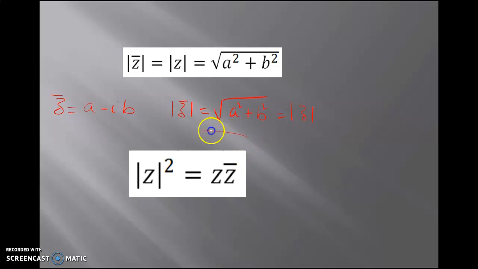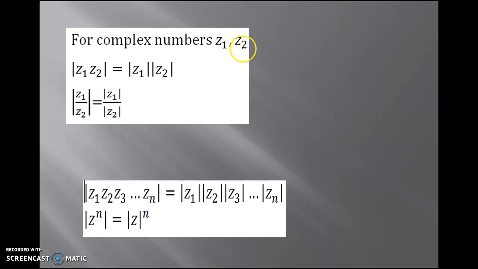One more important property is modulus of z square is equal to z times z conjugate, as z times z conjugate is a plus iota b times a minus iota b, which is equal to a square minus iota square b square, and minus iota square is plus 1, so we get a square plus b square, which is equal to mod z square.